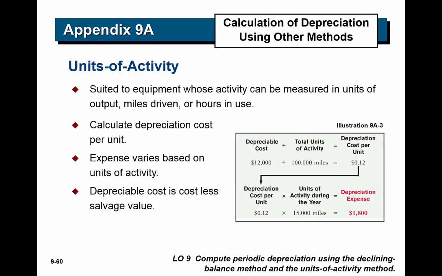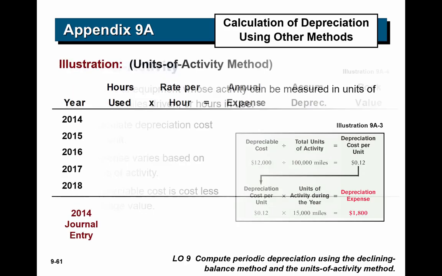Then the units of activity, again I went through this before, but the concept here is to take the depreciable cost, which is the cost less the salvage value, and divide it by the number of total units of activity. In this case it was miles because it was a vehicle, and that gives us a depreciation cost per unit. Then we take the units of activity and multiply that rate by there, and that gives us our depreciation expense.